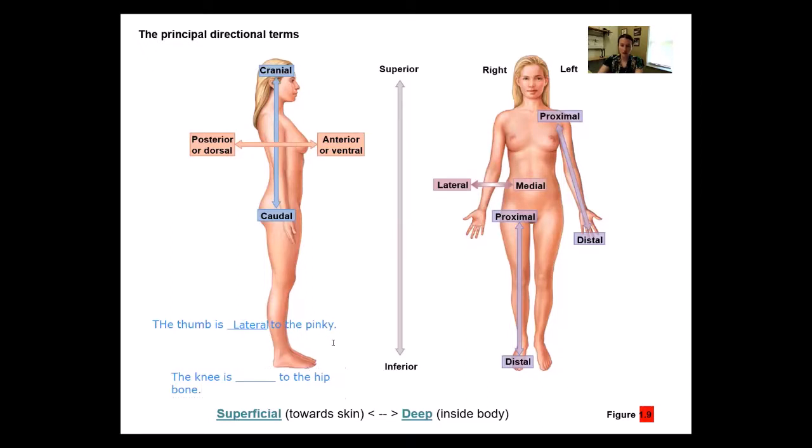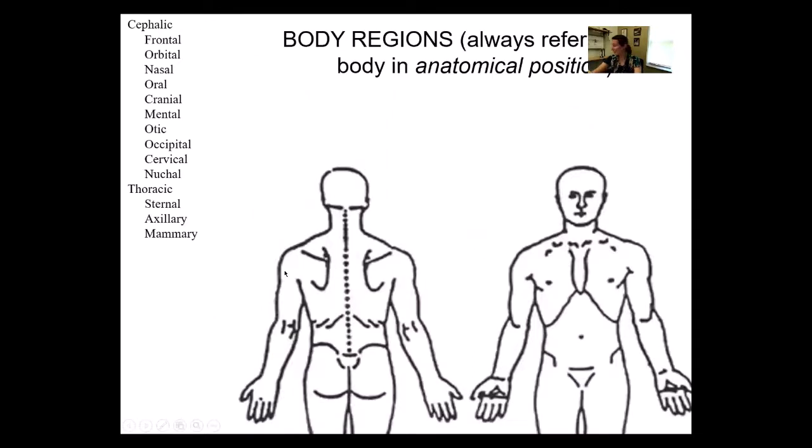And so a couple of answers here. The knee is inferior, it's underneath the hip bone. But you could also say the knee is distal to the hip bone, because it's farther from the body. Any questions about that? Okay, hopefully no news is good news. All right.